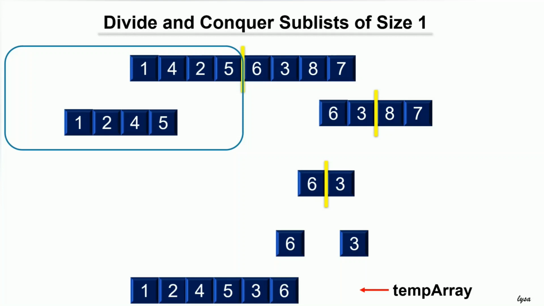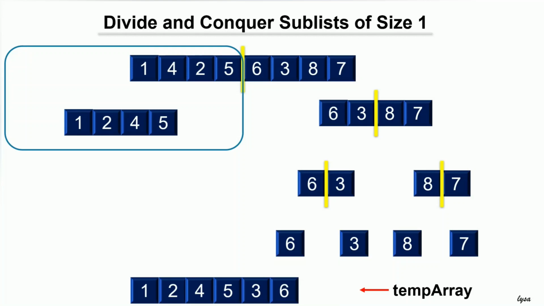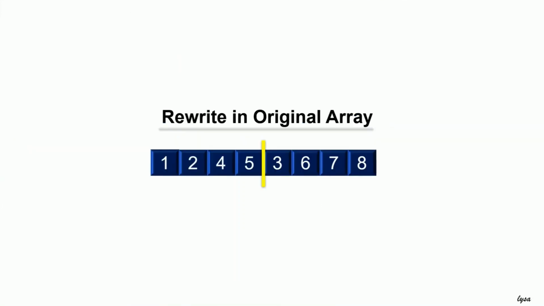The left sublist of 6, 3 has been computed and sorted for 2 elements. Now I go to the right sublist, 8 and 7. I split it, divide it into 8 and 7 separately. And now I have lists of size 1. Compare 7 and 8, write 7. The only element left is 8, so I write 8. In the original array, in the right hand side, when I rewrite it, it is now 3, 6, 7, 8. After computing subproblems of size 1.